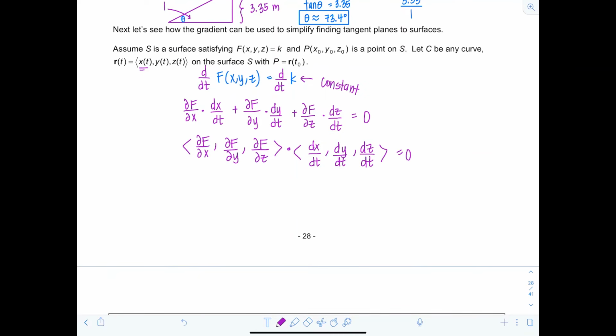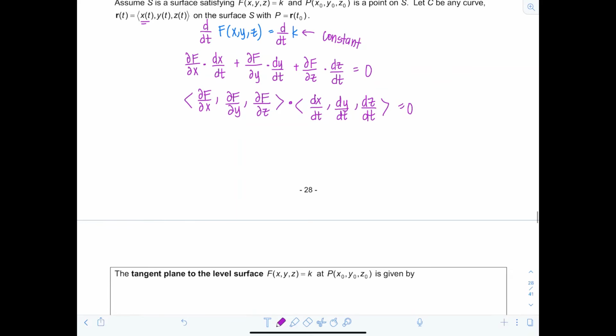And this equals 0. That's interesting. Who's this? This is our good friend, the gradient. That's the gradient of f dotted with, well, remember, R, my curve, had components x, y, and z. So this vector here is just r prime of t. And interestingly, the gradient of f dotted with r prime of t gives me 0. What does that mean? They're orthogonal.